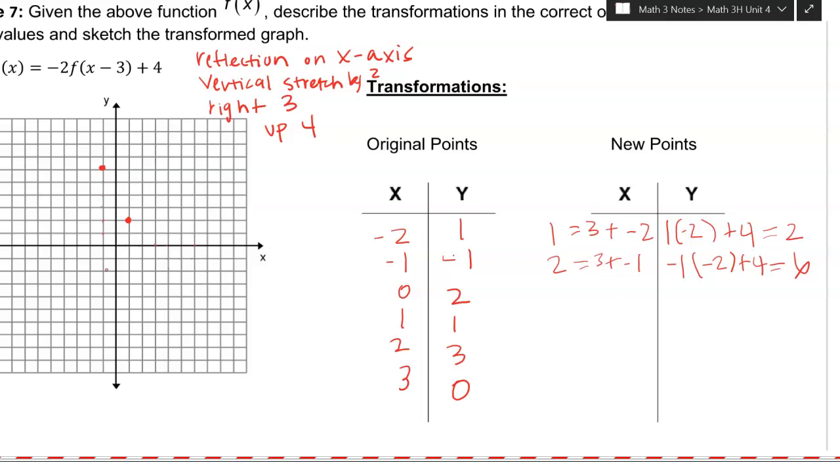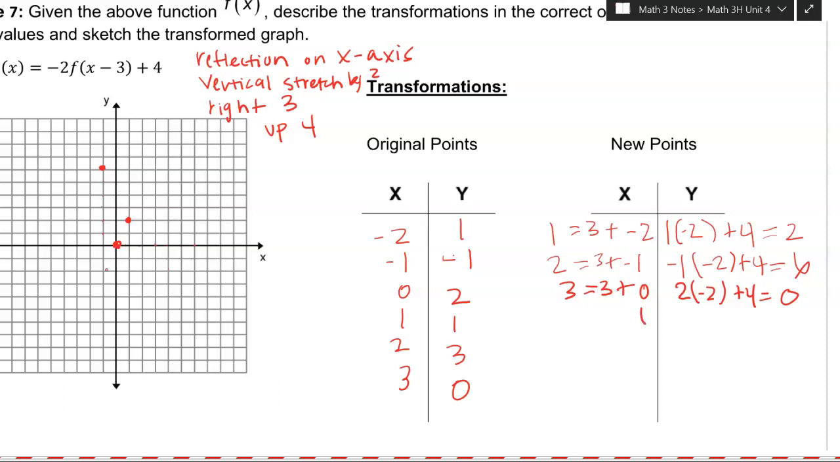All right. Next we have (0, 2). So add 3. And then -2 plus 4. All right, so 2 times -2 is -4. -4 plus 4 is going to be 0. So we're at (3, 0) for this next one.